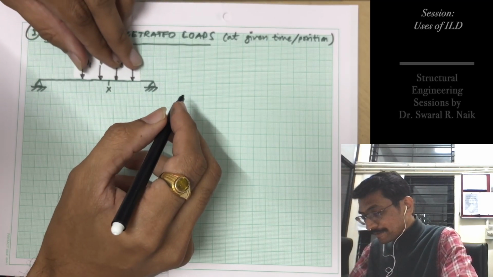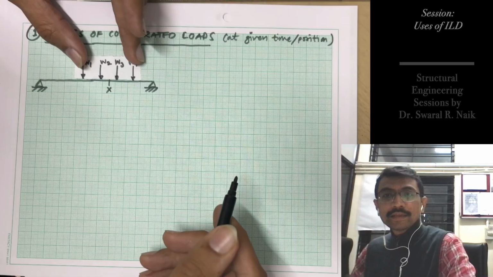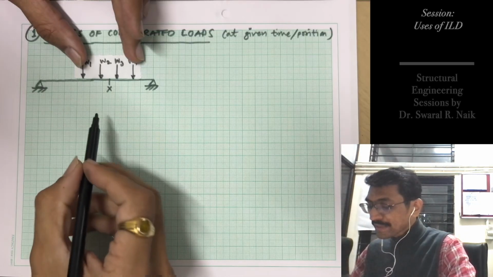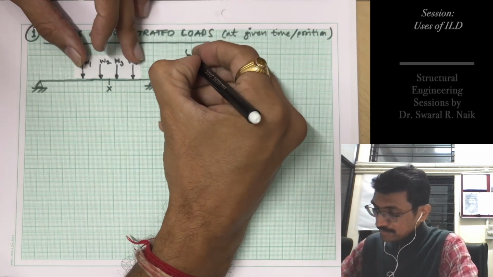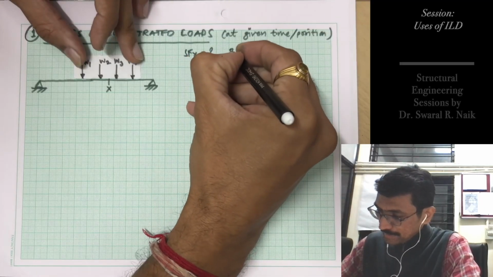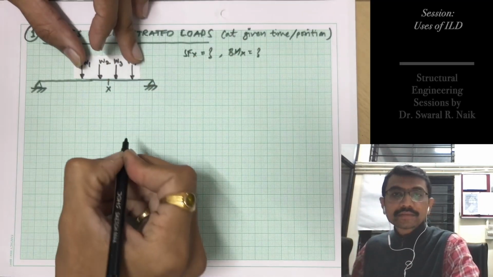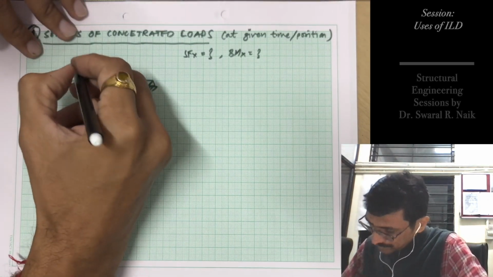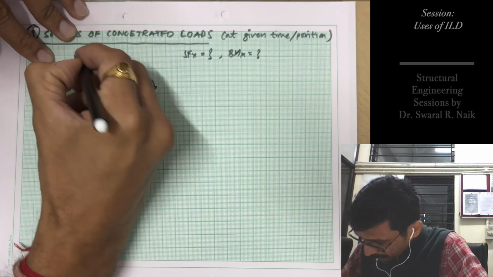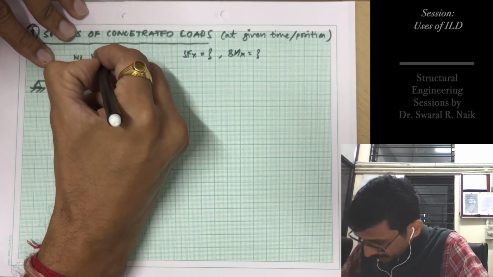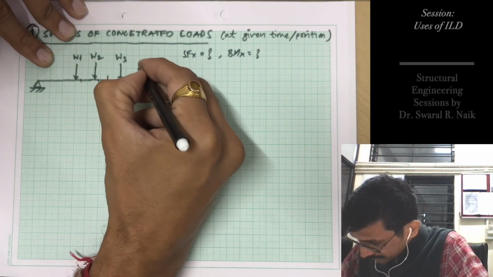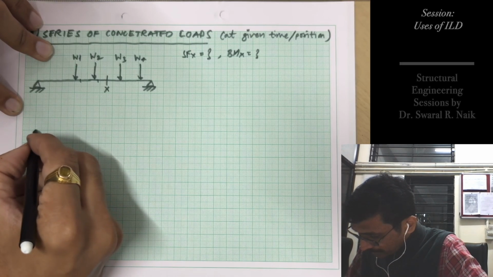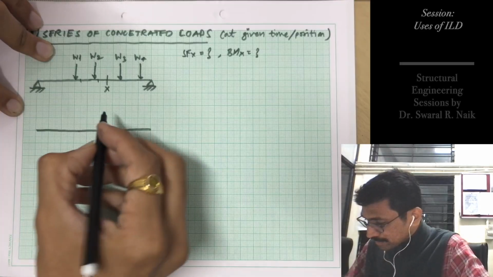Suppose I want to photograph my motion of the loads at this time instant, at this position of load, and I want to calculate SFX and BMX. Okay, so let me just draw these point loads now. So this is one load W1, this is another load W2, W3, W4. Now using the concept, we already know how the ILD for SFX looks.